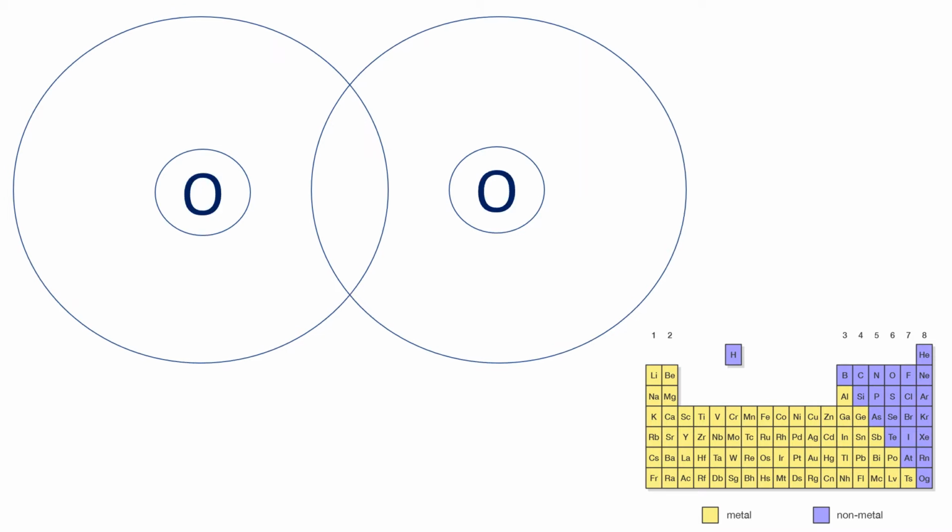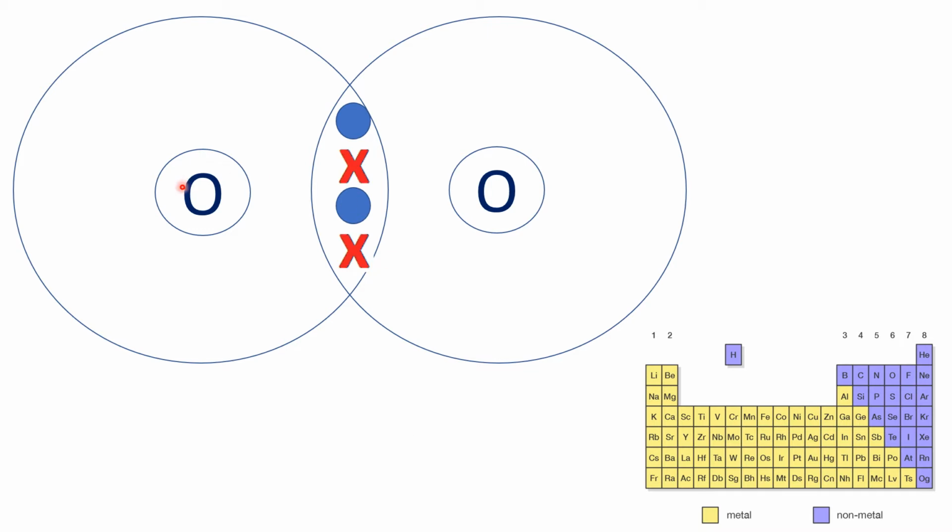Okay, so let's consider oxygen. Oxygen's group 6, it needs 2 electrons, and therefore we are going to have 2 dots here, sharing 2 electrons, in which case the other oxygen will also share 2 electrons.